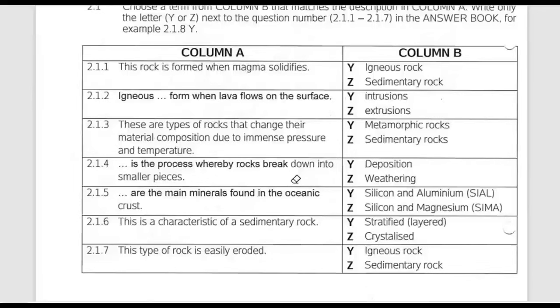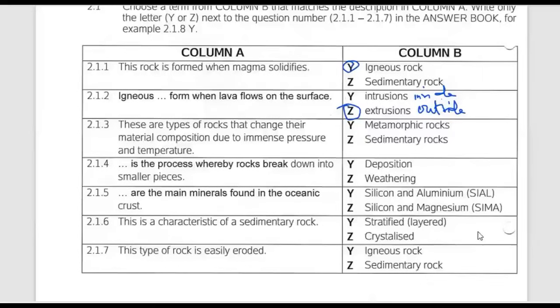This rock is formed when magma solidifies. This is an igneous rock, rocks of volcanic origin. Igneous dash form when lava flows on the surface. Right, that is an extrusion. Intrusion means inside. Extrusion, outside. So if the rock solidifies within the Earth's crust, it's an intrusion, and an extrusion, lava flows on the surface, outside.